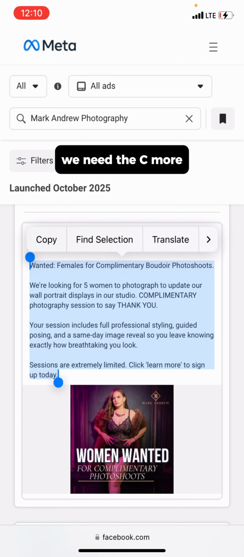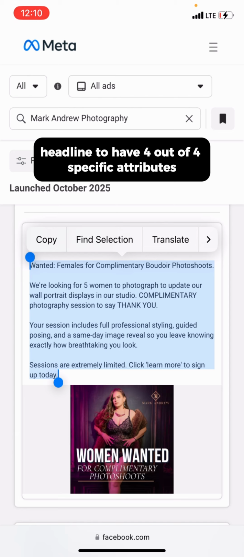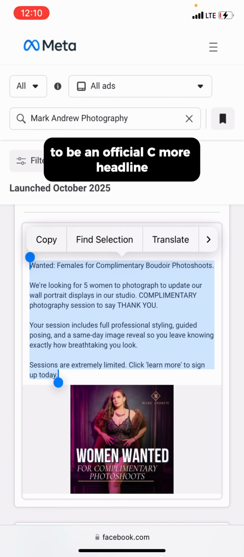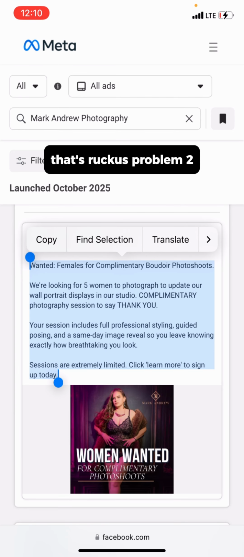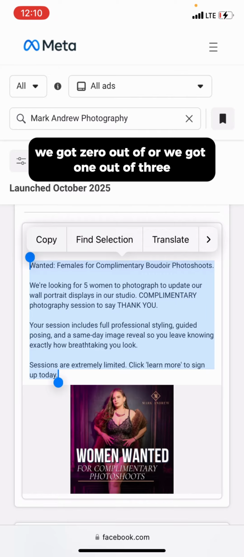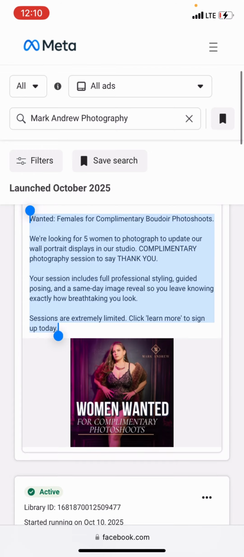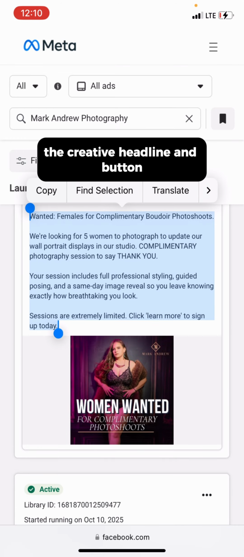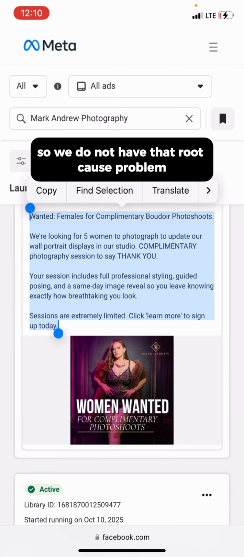Potential root cause problem 2, we need the See More headline to have 4 out of 4 specific attributes to be an official See More headline. This one we got 1 out of 4. That's root cause problem 2. Potential root cause problem 3, ad copy, we need 3 out of 3 specific attributes. We got 1 out of 3. That's root cause problem 3. Below creative headline and button, we do not have those. So we do not have that root cause problem.